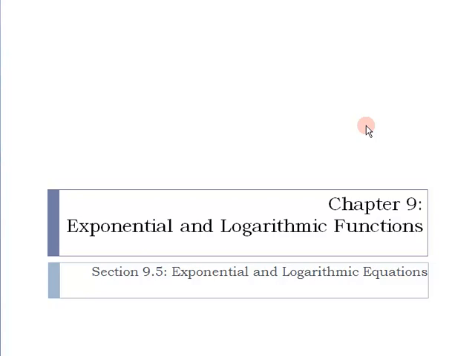Okay, so whenever the variable appears in an exponent, we need to figure out a way to solve for that variable. And that's going to turn out to be using logarithms to do so, and vice versa. We need to be able to solve whenever the variable is inside of a logarithm. And in order to do that, we're going to use some of the properties that logarithms have. So let's talk about how we solve those two different types of equations.